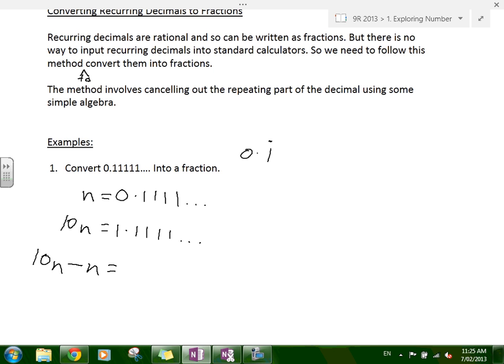Okay? So what happens is, 10n minus n is 1.111 repeating minus 0.1111 repeating. Listen carefully. These repeating decimals, they cancel out. And so what we're left with is, what's 10n minus n? 10n minus n is 9n.